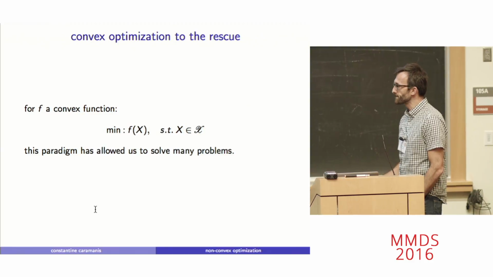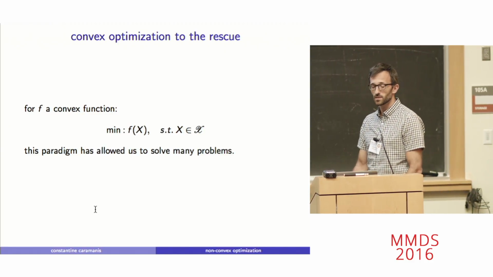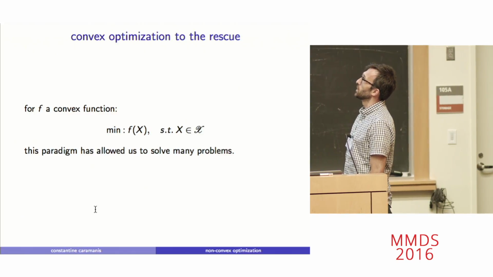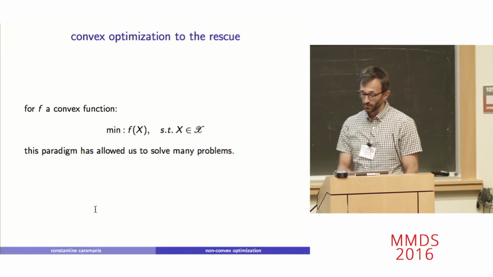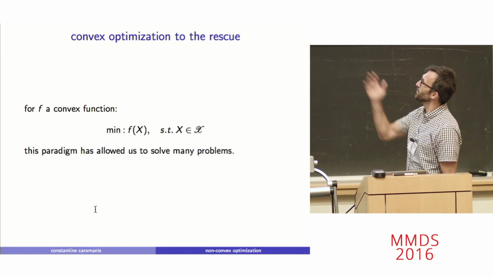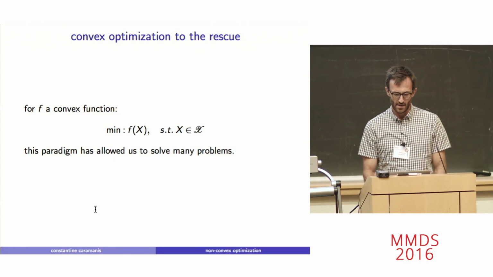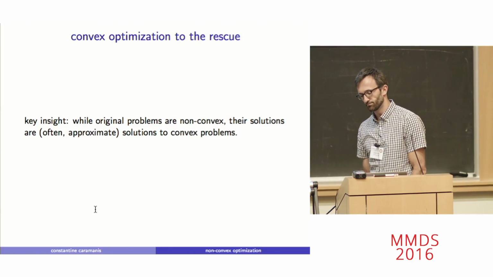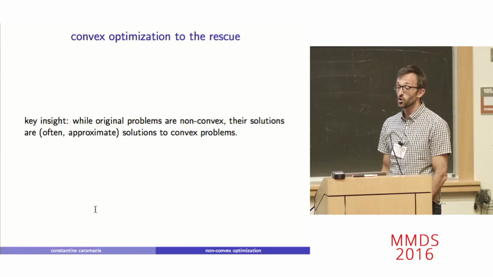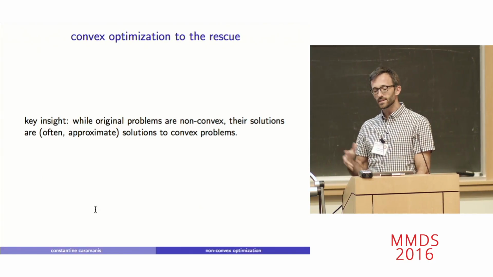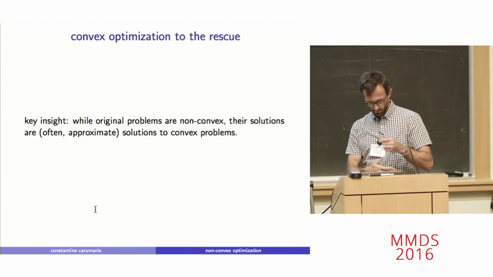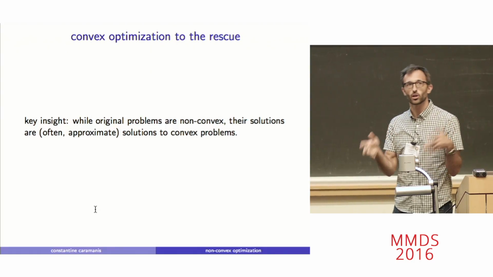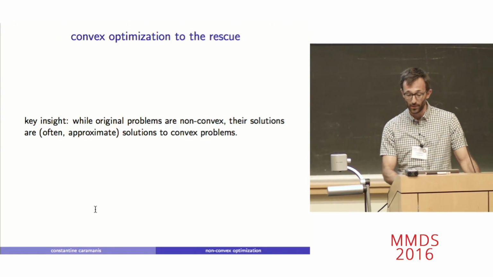And what's enabled us to solve these hard problems, to a large extent, is that we've understood pretty well this idea of convex optimization, and algorithms for solving fairly large problems in convex optimization. So f of x is a convex function, script X is a convex set. The key insight that's allowed us to leverage these tools is that while the original problems I put on, sparse regression and so on, are non-convex, their solutions are often, at least approximately, solutions to convex problems. The general paradigm has been to find a convex problem whose solution is very close to the non-convex problem that you're hoping to solve.